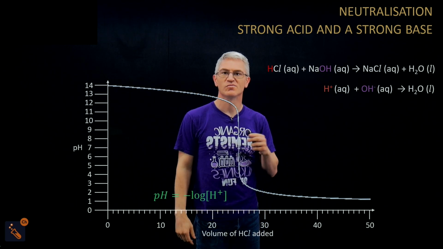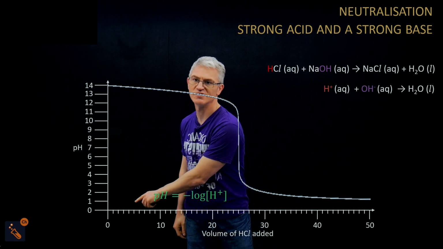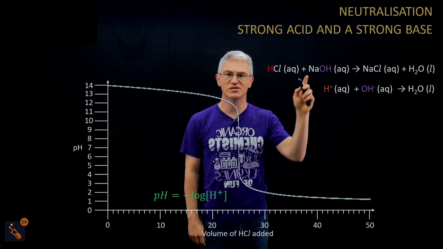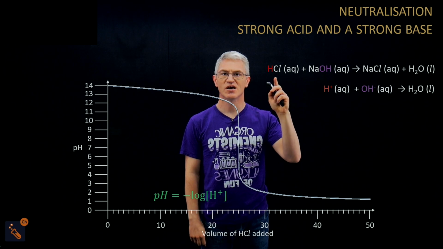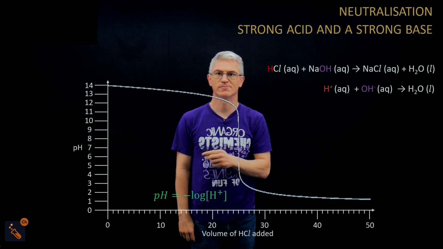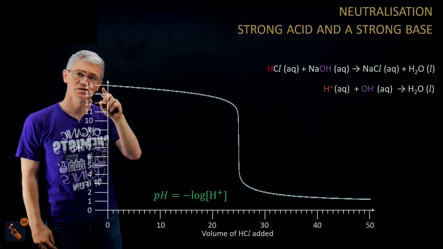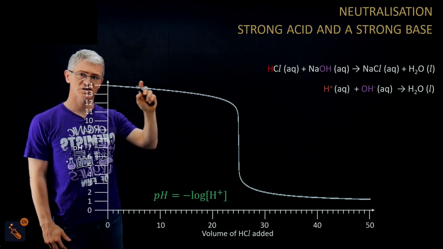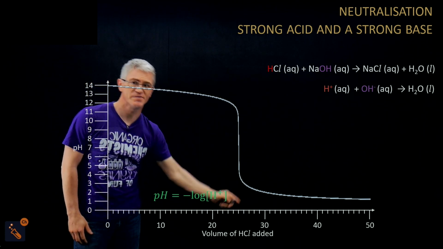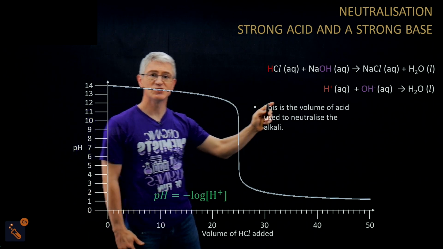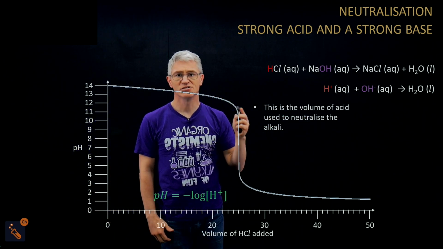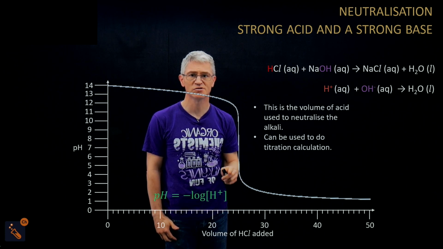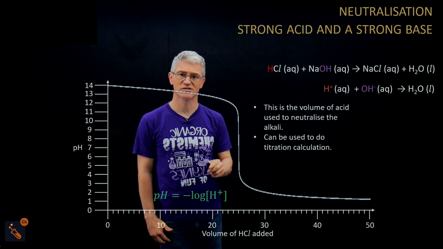If you started off with hydrochloric acid in the conical flask, it would start down here and then go up. So it depends on what you start with. But in this one, we've got the hydrochloric acid in the burette, and we've got the sodium hydroxide in the conical flask. And you can see as you go along, the pH is changing very gradually as I add the hydrochloric acid, bringing the pH down until we get this vertical section. This vertical section tells you the volume of the acid used to neutralize the alkali. So we're finding here our neutralization point, and this can be used to do a titration calculation.